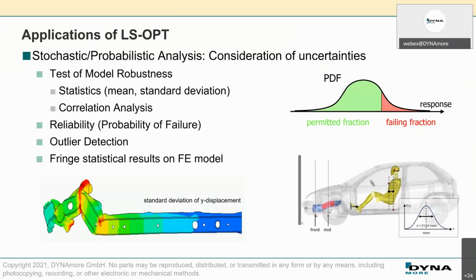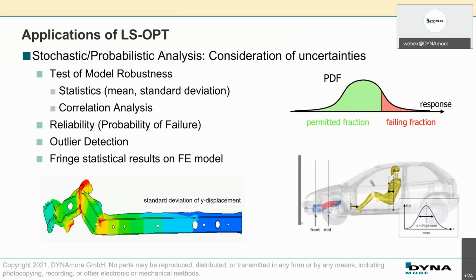Also, correlation analysis is available in LSOpt. So in this case, I get information on which parameter, for example, has more influence on the scatter of the response. Also, the reliability of a model can be tested, so the probability of failure can be evaluated, caused by uncertainties of parameters, and LSOpt can be used to do outlier detection.